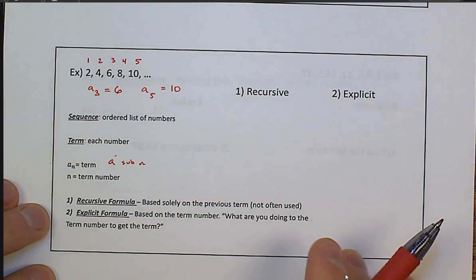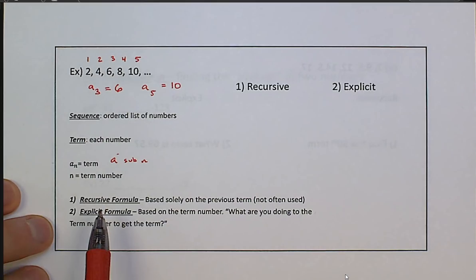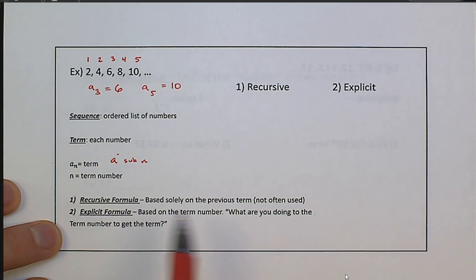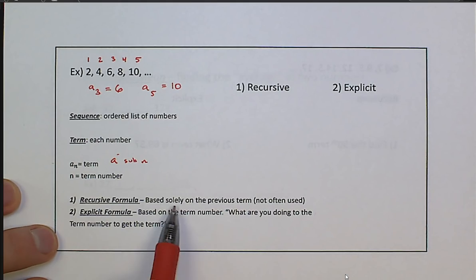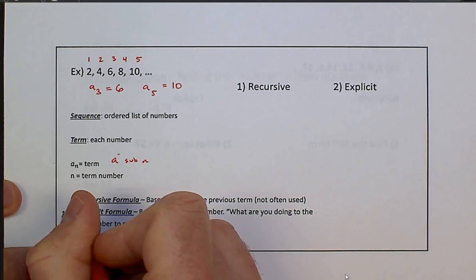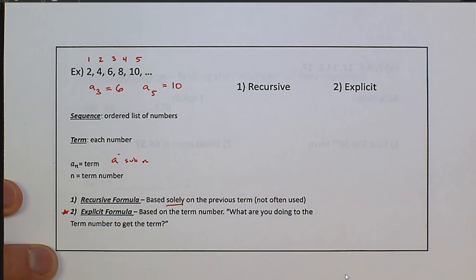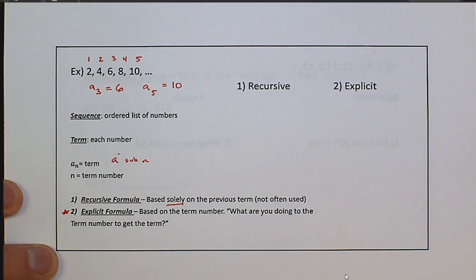So we have two types of formulas, and this is going to occur over this entire unit, really. We have what's called a recursive formula and an explicit formula. And it's very, very important you know the difference between the two. A recursive formula is based solely on the previous term, and it's not often used. More times than not, we're going to be using number 2, which is the explicit formula. But I will ask you to be familiar with the recursive formula as we go forward. Explicit formula is based on the term number.